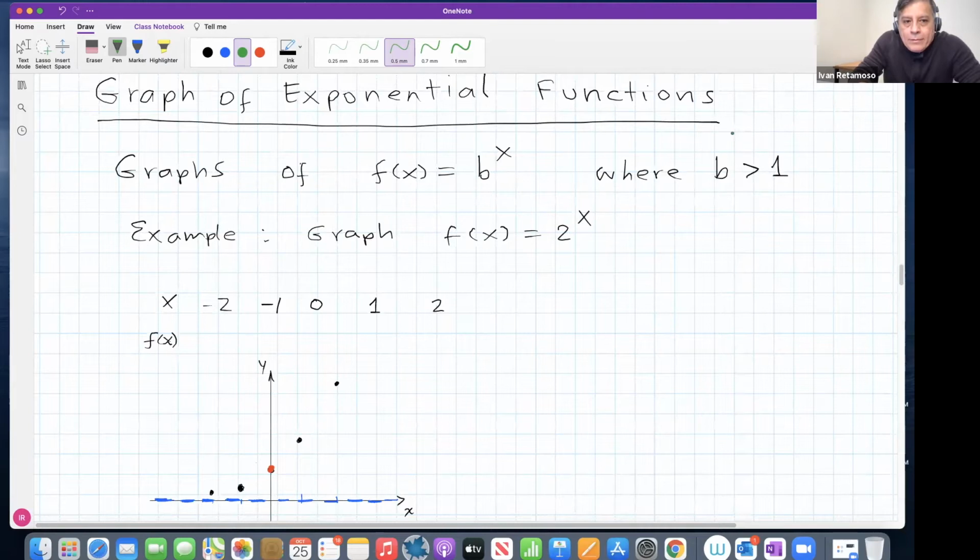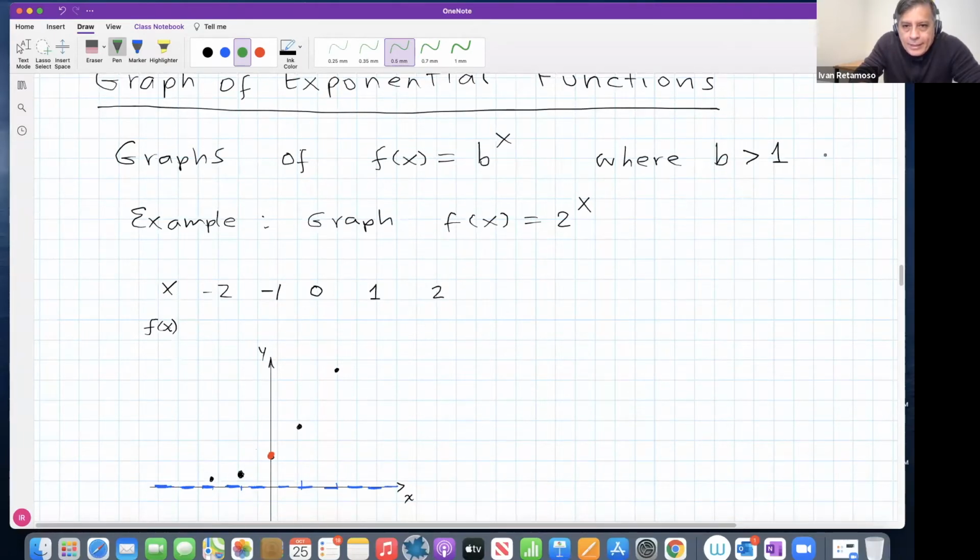Graph of exponential functions. The first case is when the base is greater than 1. Base 2, base 3, base 2.5, base 3.8. Any base bigger than 1, turns out, can be graphed in the following way. If you construct a little table for this function, I have chosen 0 at the center, 1 and 2 to the right, -1, -2 to the left.